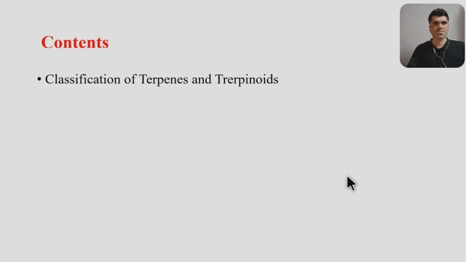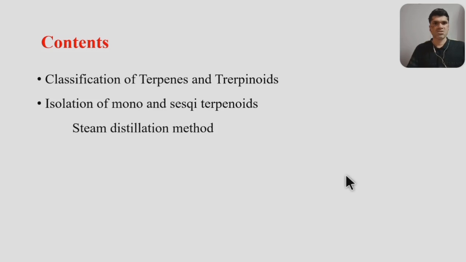Contents: classification of terpenes and terpenoids, isolation of mono and sesquiterpenoids, steam distillation method for extraction of terpenes, and then solvent extraction method.